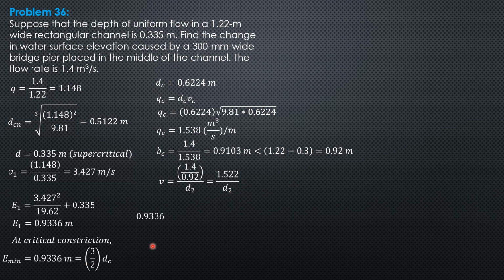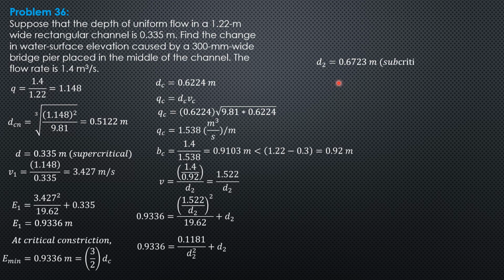Then we equate the specific energy, 0.9336, to this velocity head at section 2 less the barrier plus depth sub 2, and this is a cubic polynomial. Therefore, there are 3 roots, so 0.9336 equals 0.1181 over d sub 2 squared plus d sub 2. So d sub 2 cubed minus 0.9336 d sub 2 squared plus 0 d sub 2 plus 0.1181 equals 0. So we obtain three roots using your high-tech calculator.